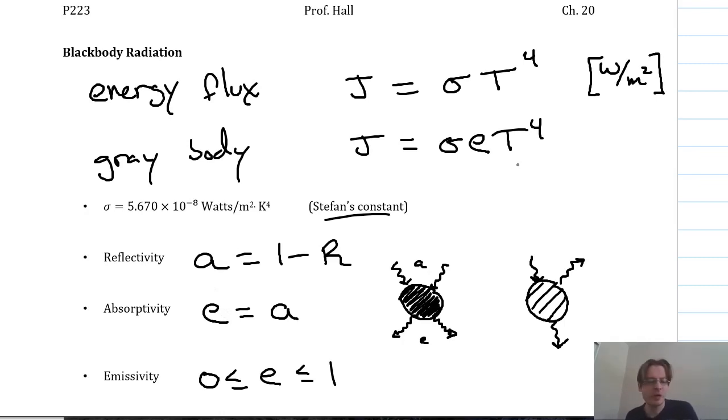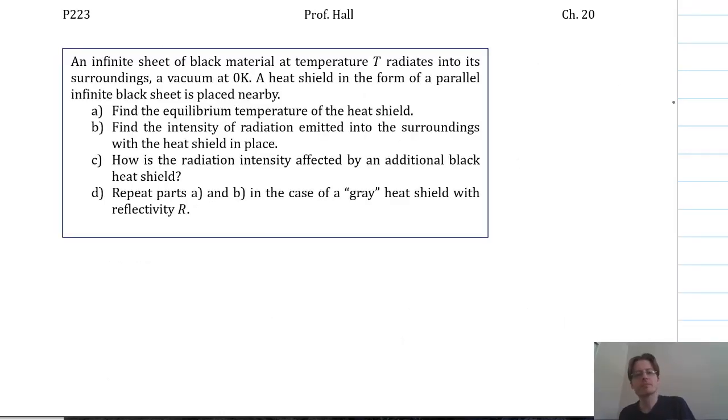Okay, so let's look at some problems. Here we have an infinite sheet of black material. It's at some temperature T. So it looks like this. This thing is at a temperature T. It radiates into its surroundings, which is a vacuum. So it's like in space. And there's a heat shield, which is just a parallel black sheet placed next to it.